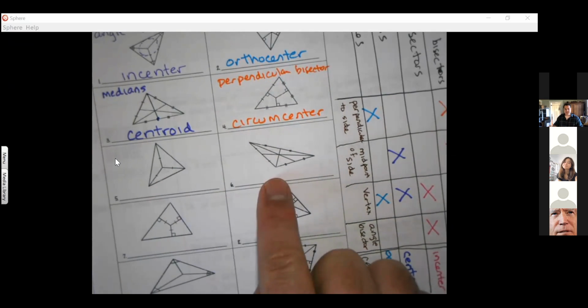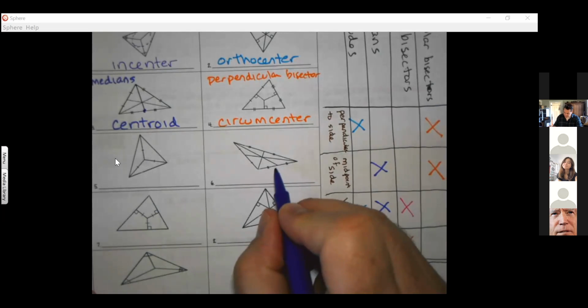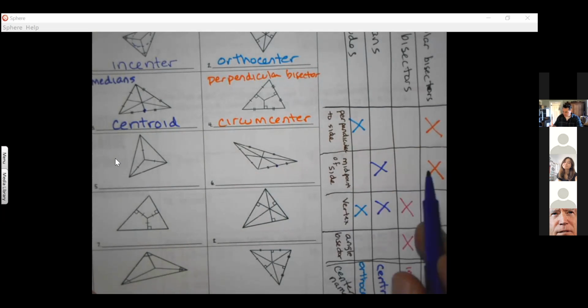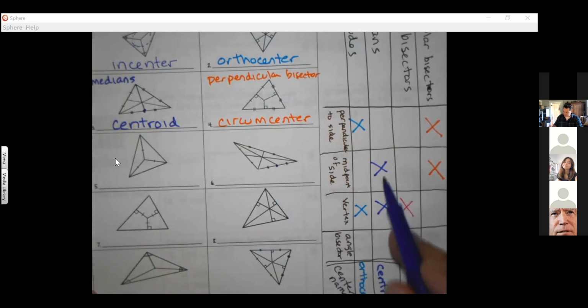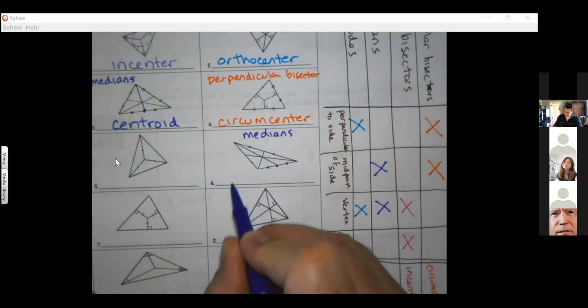Okay, let's leave 5 alone for a second. What about 6? These are midpoints. So the question is, are they going through the vertex or are they going perpendicular? If they don't appear perpendicular, it does look like they're going up to the vertex. Therefore, it's medians forming a centroid.